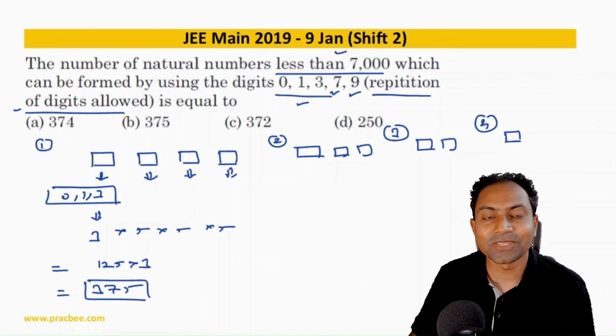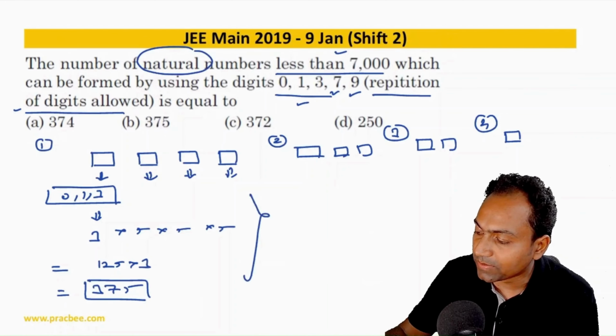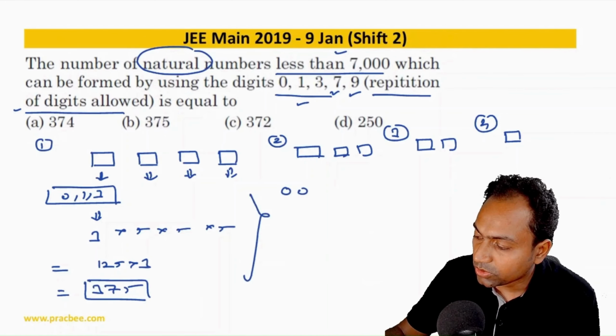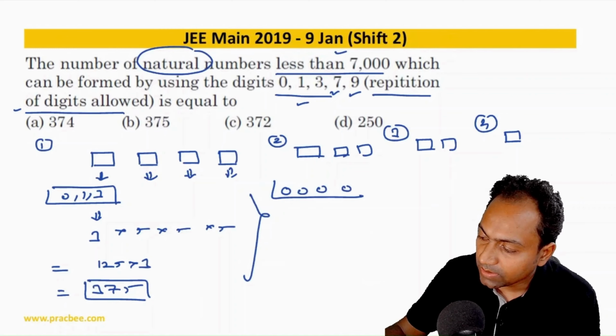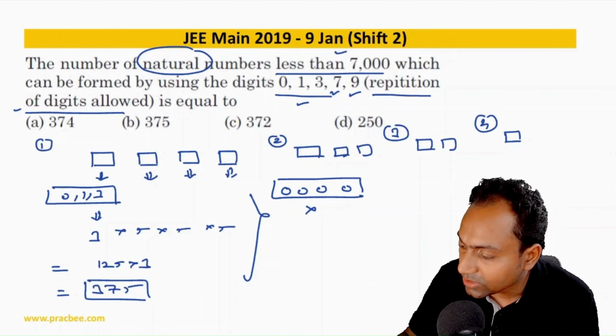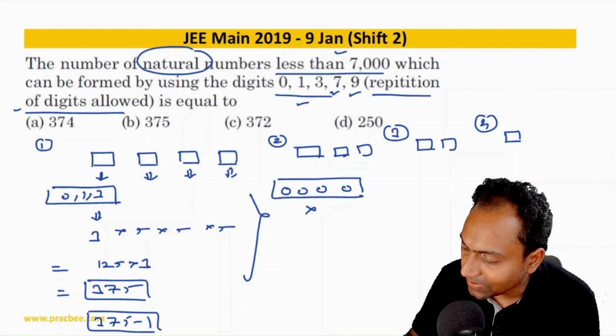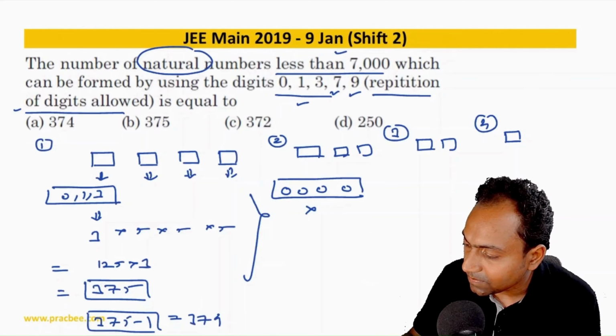Why? Because they are asking us to write natural numbers. When I do it in this manner, I will be able to write one number where 0, 0, 0 and 0 will come. Now this is not a natural number. This is a whole number. So we need to subtract this 1 from it. So 375 minus 1, 374 will give me my right answer.